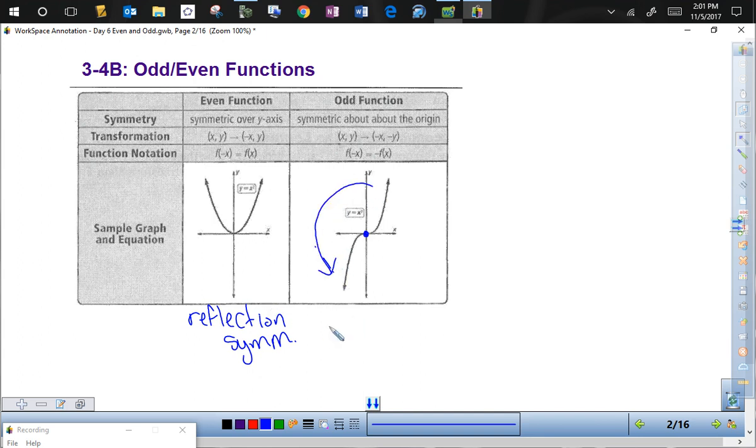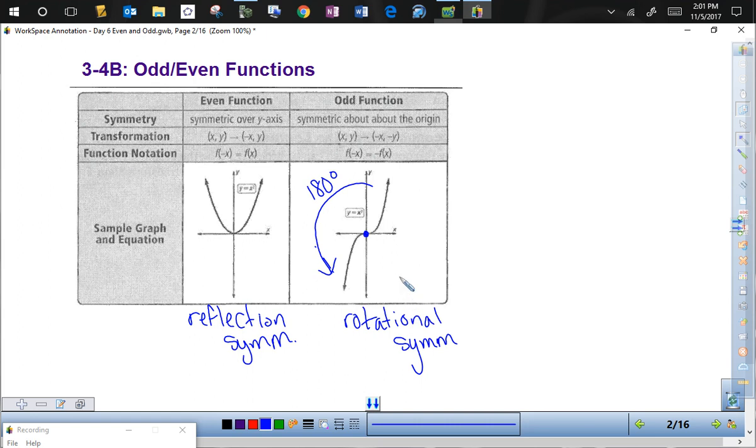So this is different. It's not reflection symmetry, it's rotational symmetry. And it's not any degree of rotation, it's actually 180-degree rotation. That's what it means to be symmetric around the origin: 180-degree rotational symmetry.